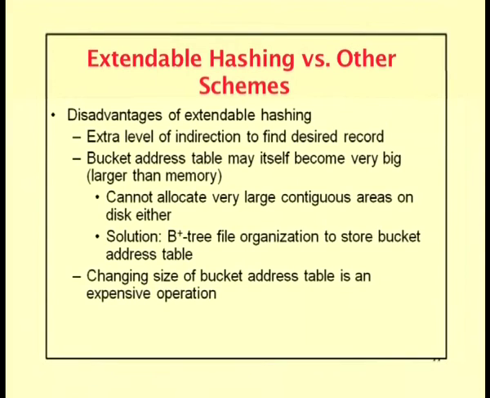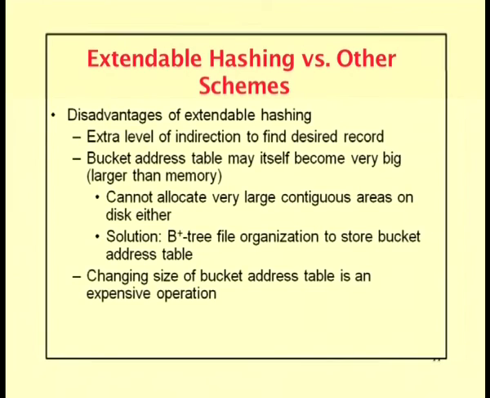Extra level of indirection to find the desired record, because you have to go into one and then from there you have to find the address and go. The bucket address table may itself become very big, larger than the memory, in which case that itself has to be stored somewhere. You cannot allocate very large contiguous areas on disk either.